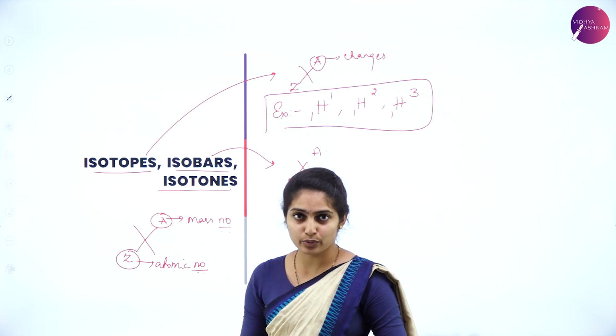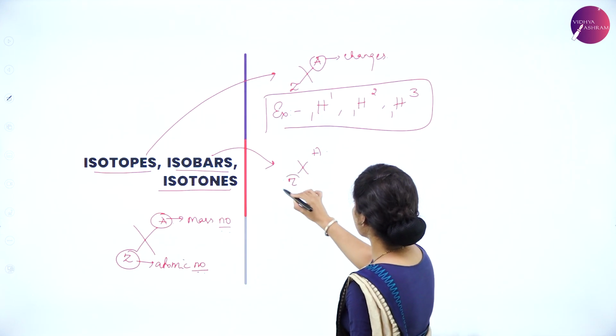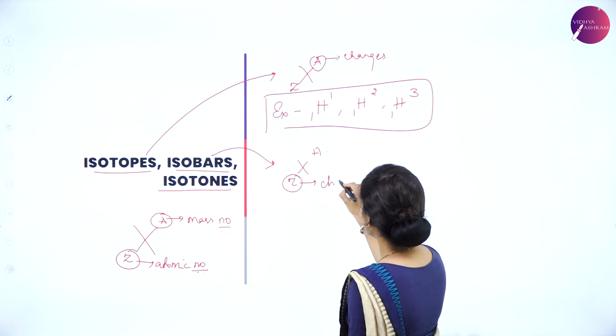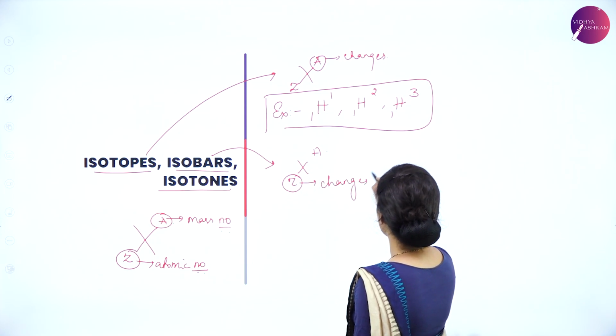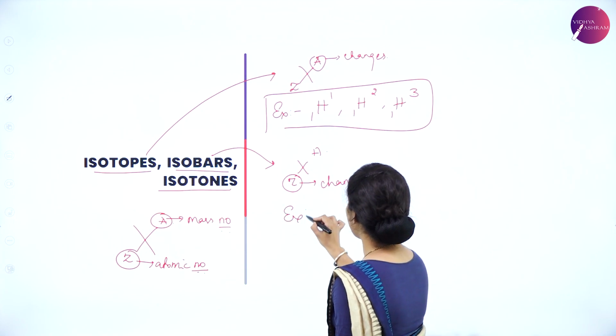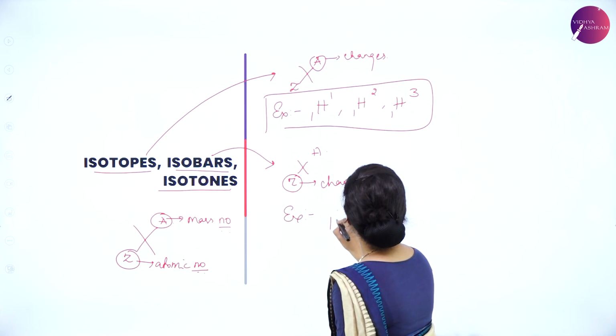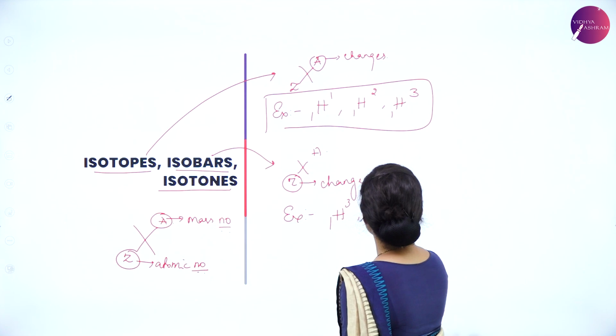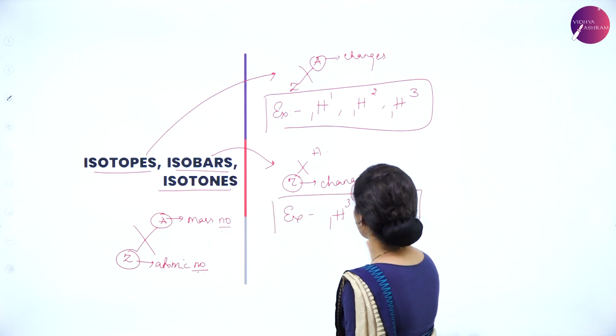In the case of isobars, you have the same mass number, but the atomic number is the one which changes. So for this, we will have an example of 1H3 as well as helium 2He3. So this is an example for isobars.